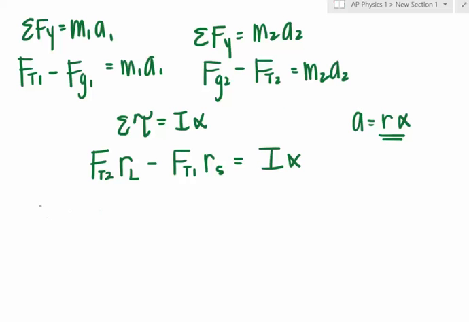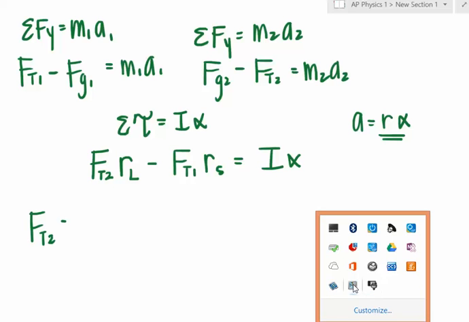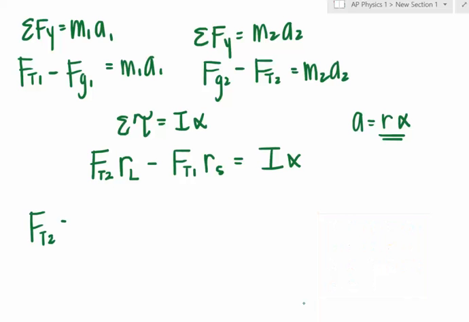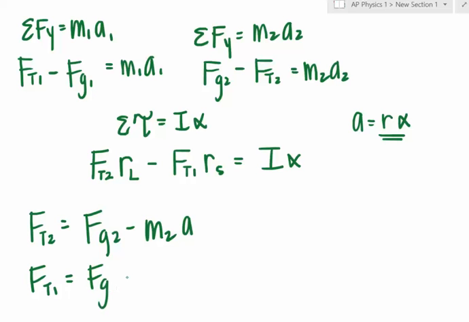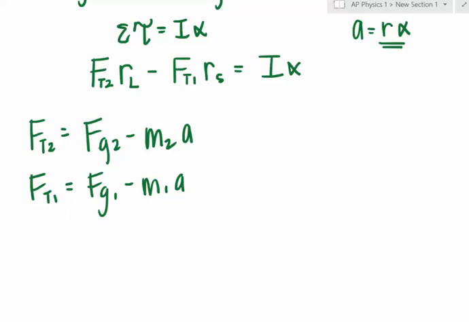So FT2 would be equal to FG2 minus M2A. FT1, we've done this so many times today, would be FG1 minus M1A. We're going to stick that into our torque equation. So just don't forget to multiply by R large.